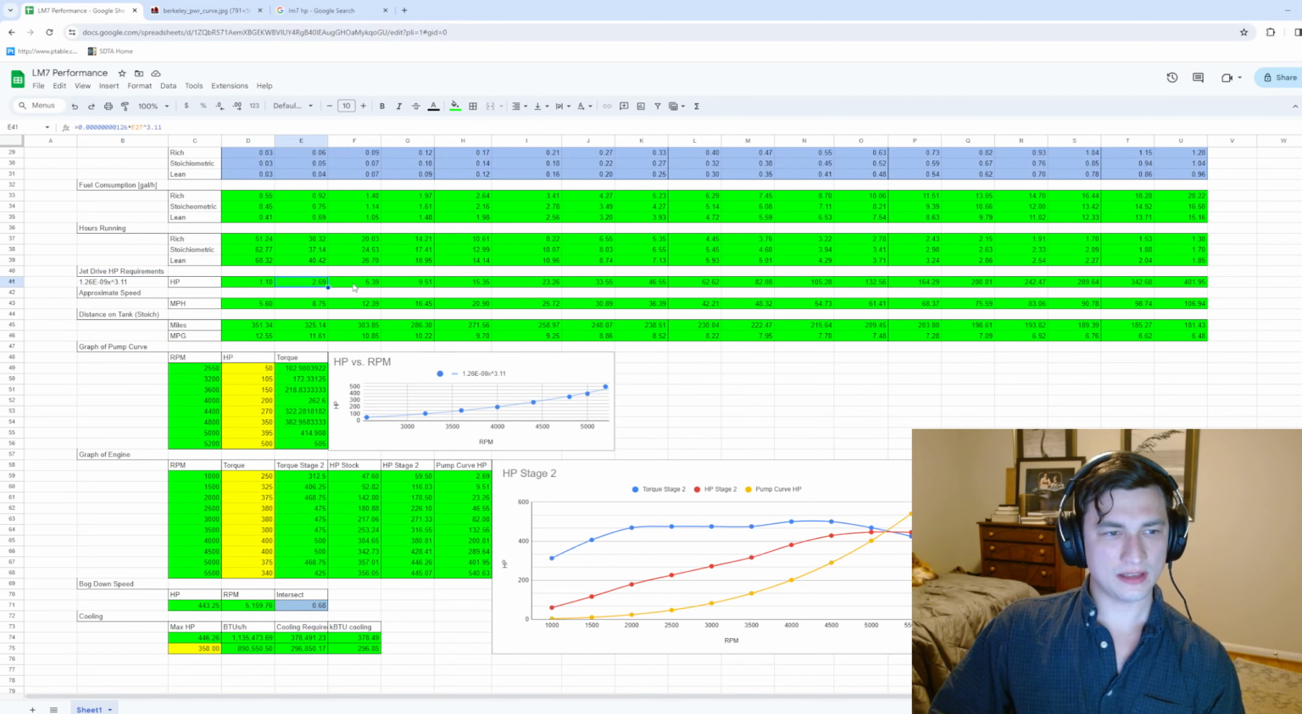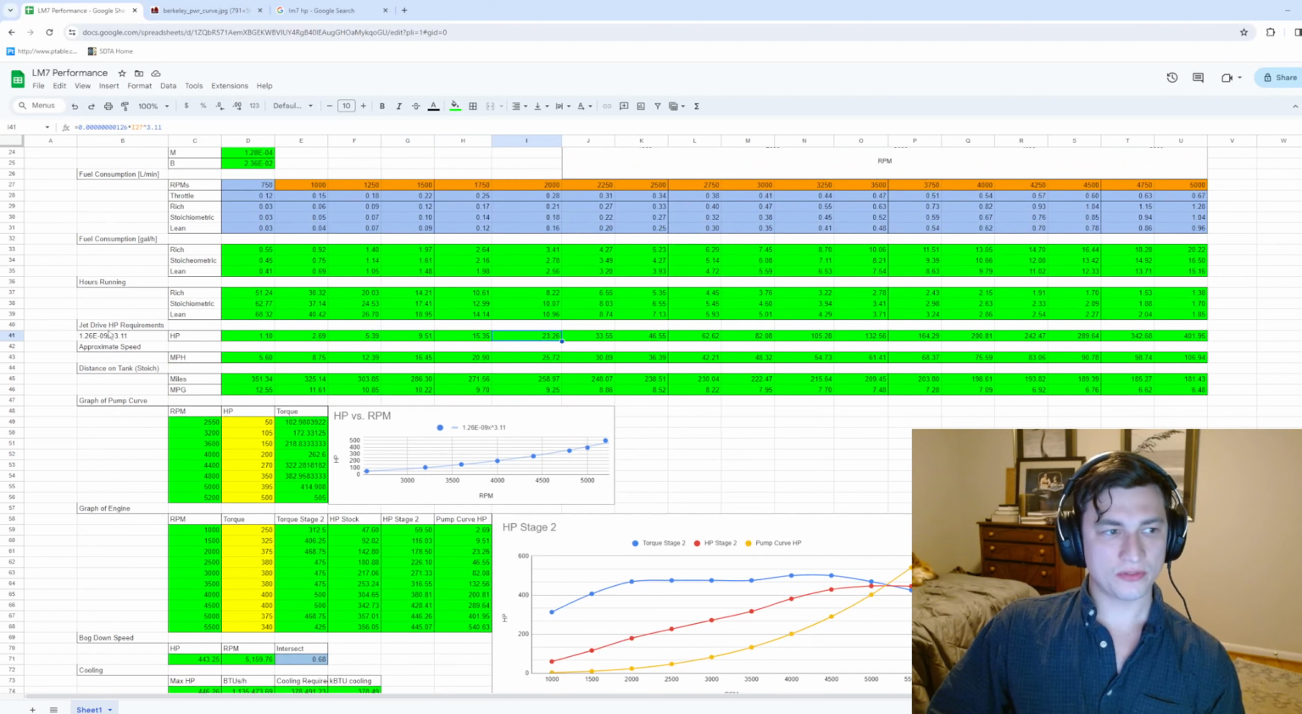So this is exactly how many horsepower of thrust we will be producing based off of this curve, and not off the actual graph, the curve that I generated over here. And this is how much horsepower we will deliver and require at each given RPM. Now, as long as the torque is higher for the engine than it is for the jet drive, we won't bog down the engine. But this is a good check.